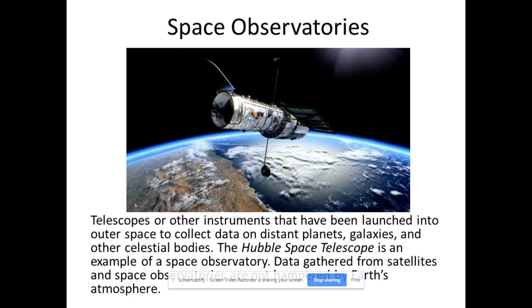Space observatories are things like the International Space Station or the Hubble Space Telescope. These are instruments that have been launched into outer space. Again, they're typically orbiting, so they're typically also a satellite that collect information on distant planets, galaxies, and other celestial bodies. The Hubble Space Telescope is one example of a space observatory. The International Space Station is another example of a space observatory. And they all can just have different tools. So very similar to a satellite. Basically, mini satellites could also be considered space observatories.